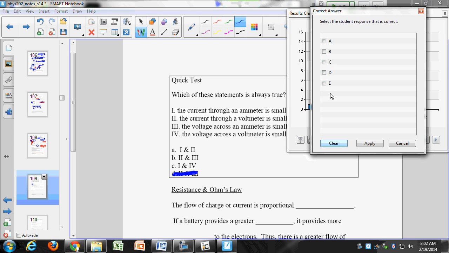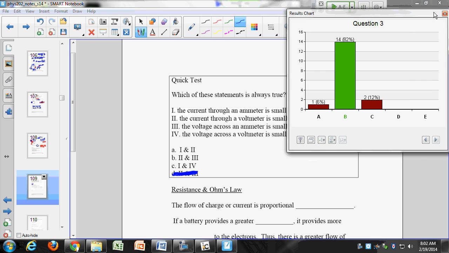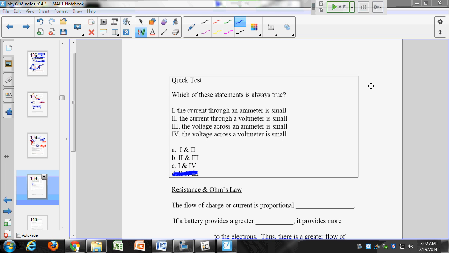All right, B is correct. Or D, as it may have been. All right, that's good. Let me show you. So first of all, the current through an ammeter is small. Well, yeah, it could be small, but what if your current is actually big? Then the current that you're measuring is big. Then that's not necessarily true that the current through an ammeter is small.